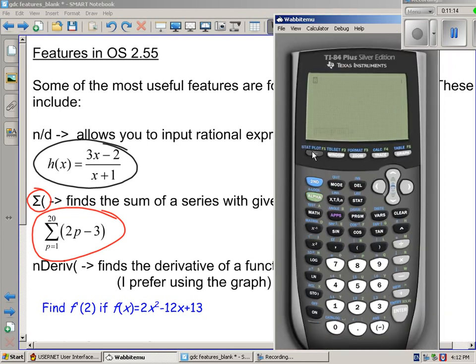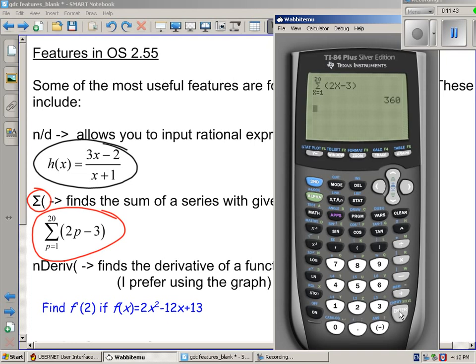I go alpha y equals, go to func, and go down to 2. There's my sigma. And I'm going to have to tell it exactly what to evaluate. So I want to go from x equals 1 all the way to 20. I'll use x instead of p, of 2x minus 3. And it just works it out for me.